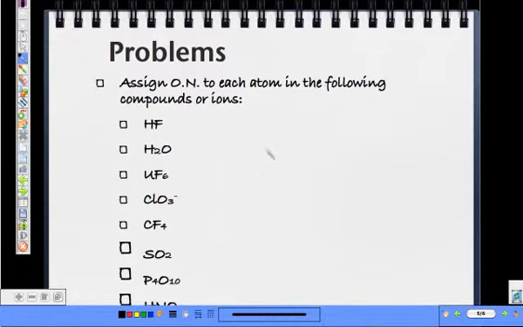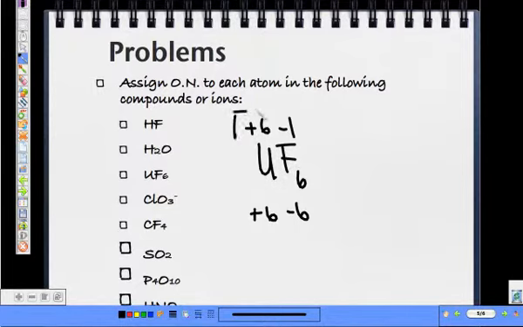So UF6. Fluorine is always what? And how many fluorines are there? So we'd have a -6 down here, a total. The sum of all of the fluorines' oxidation numbers is -6. So uranium must be, there's only one uranium, so each uranium is +6. So there's our oxidation numbers. What kind of compound is that? I'm not sure what it's used for.